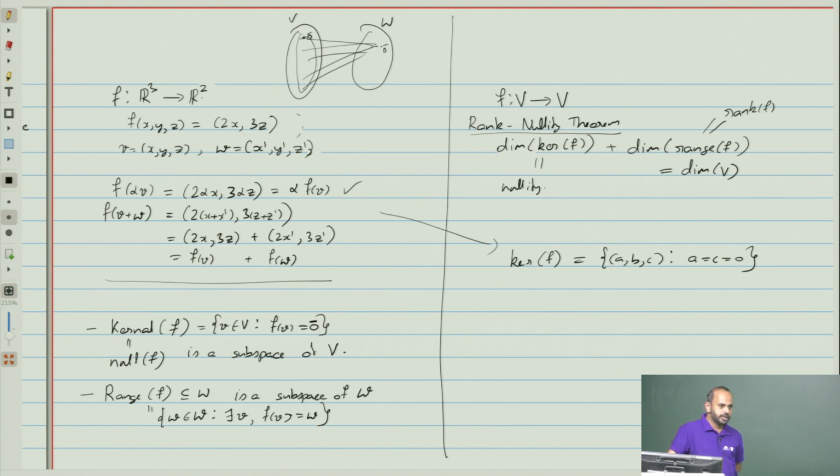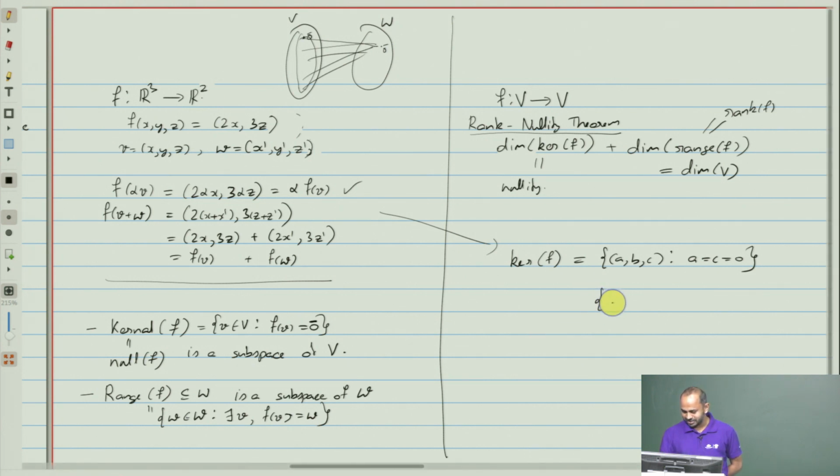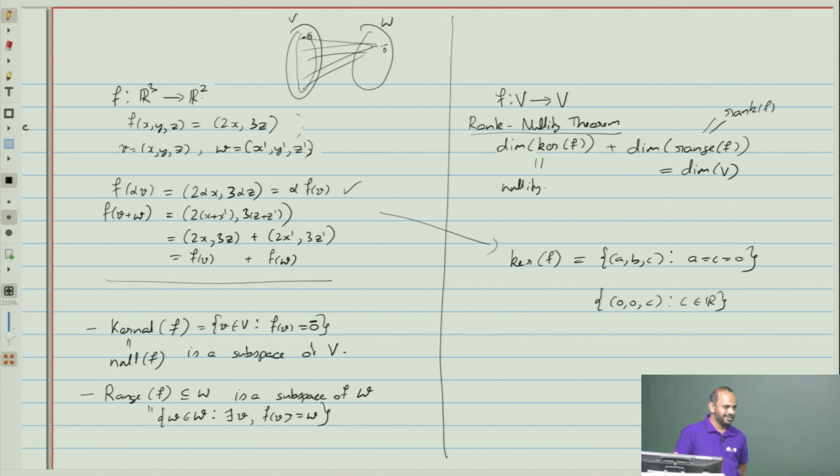And what is the dimension of the kernel? 1. What is the dimension of the kernel? It belongs to R3, right? See, a and c are equal to 0. So this is a set of vectors 0 comma 0 comma c, where c belongs to real numbers, right? 0, b, 0. Sorry, 0 comma b comma 0, you are right, sorry. It's very confusing.